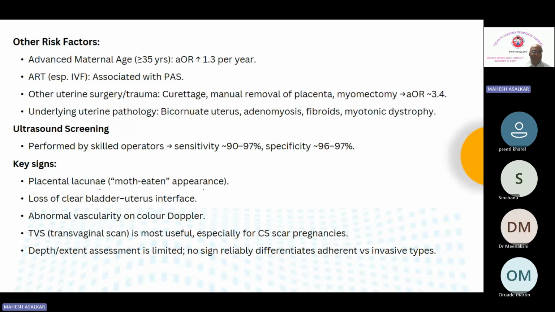Depth and extent assessment is limited. No sign reliably differentiates adherent versus invasive types. Okay, so whether it is just adherent or invasive, only an expert can tell, and it is not always possible to comment. That is what they want to say.